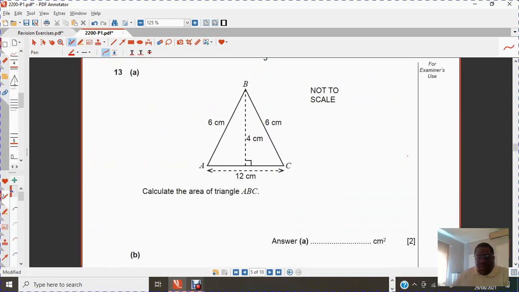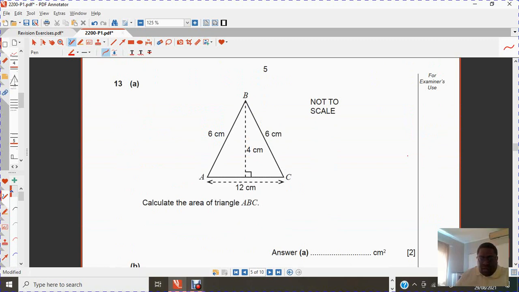Then question 13a, so you have got a triangle here. You're supposed to calculate the area of triangle ABC. This is an isosceles triangle, as you can see. Basically, to find the area of any triangle, you just use the formula a half times the base times the height. So the area of this triangle would be a half, the base would be 12, and the height is nothing but 4 centimeters, because we are looking for the area of the whole triangle. So half of 12 is 6, and 6 times 4, you get 24 square centimeters.